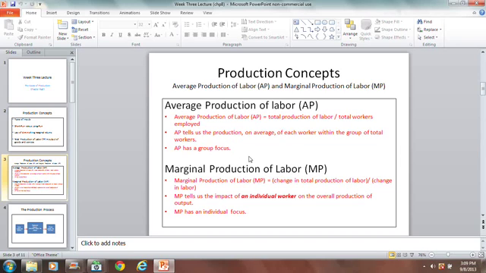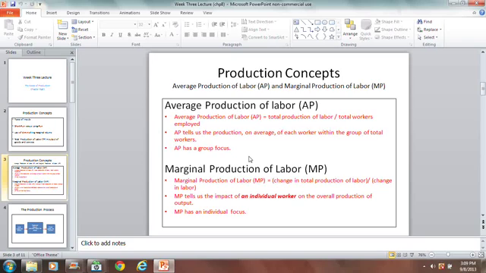Okay. Contrast that with marginal product. Marginal product looks at the production activity of an individual worker. So we will say, okay, if you put a spotlight on one worker, how is he or she affecting production? So marginal product gives us insight about how that next worker we hire is going to affect production.